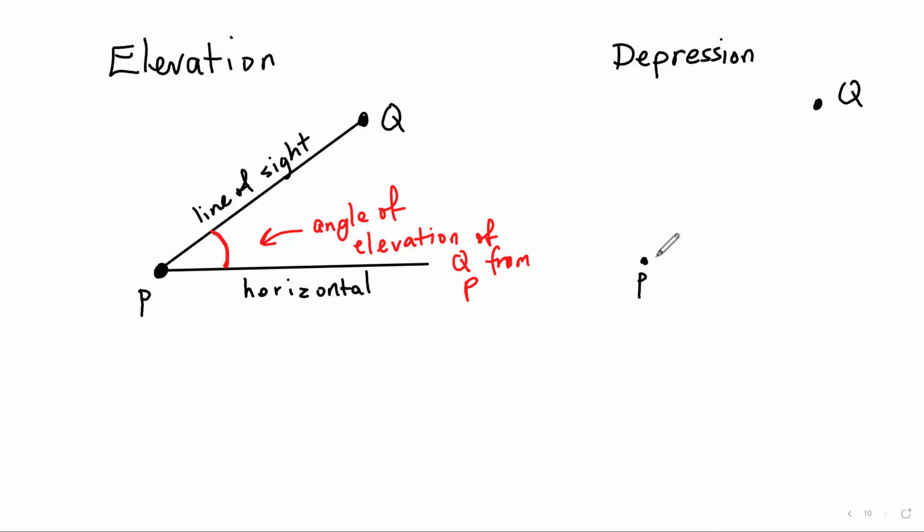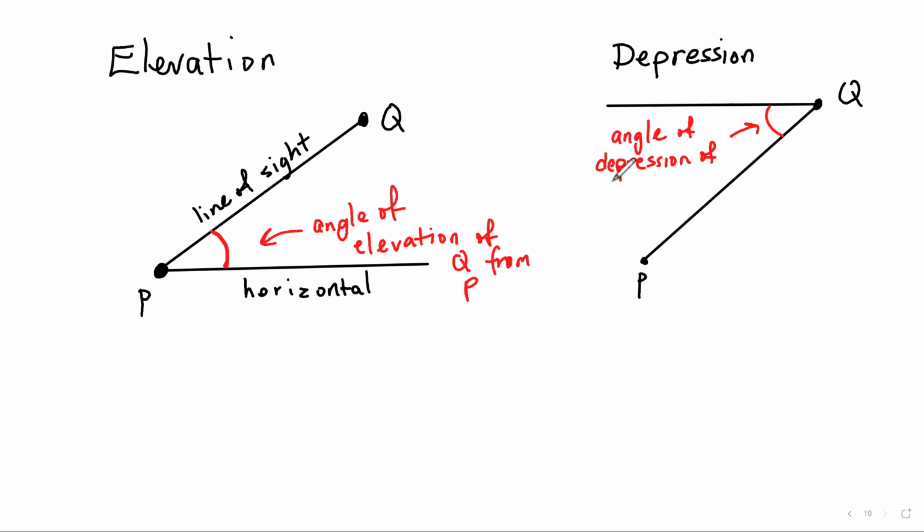So the angle of depression of P from Q, you need to have your horizontal always, right? So the horizontal will be at Q. It has to be at Q because Q is above P, right? So this is your horizontal. And then your line of sight is the line that connects P and Q. So your angle of depression is going to be here. This is your angle of depression. Angle of depression of P from Q. All right.